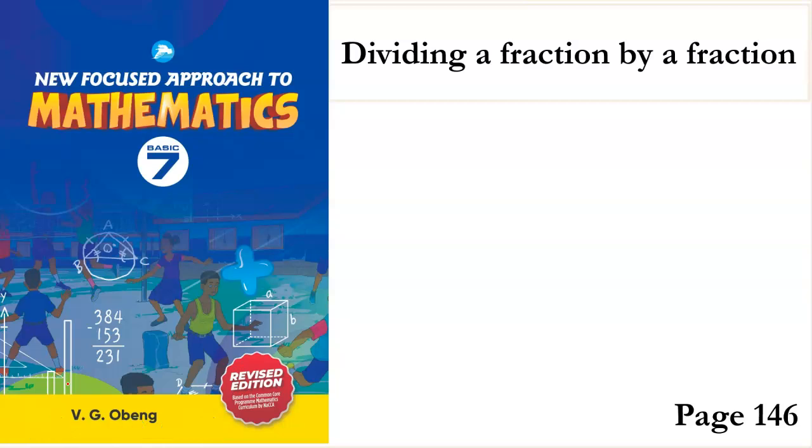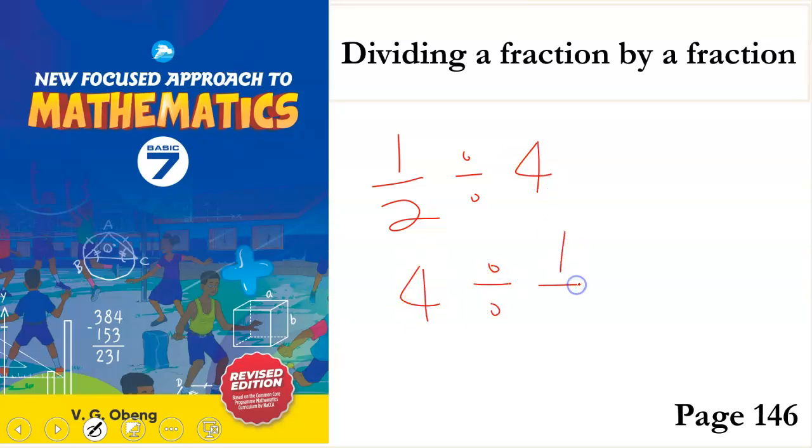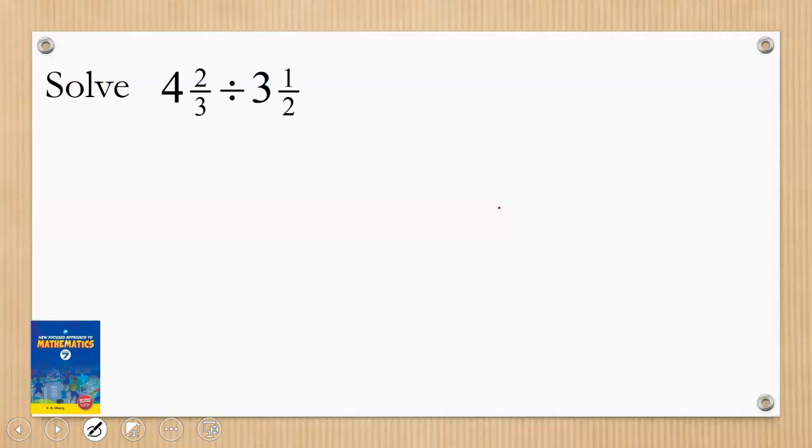In our previous lesson, we learned how to divide a fraction by a whole number, or a whole number by a fraction. Remember, we said that we can only do this if we change the division to multiplication and reciprocate the second number, which is the divisor. So the same thing we are going to use in handling this. Our first example here is: solve 4 2/3 divided by 3 1/2.